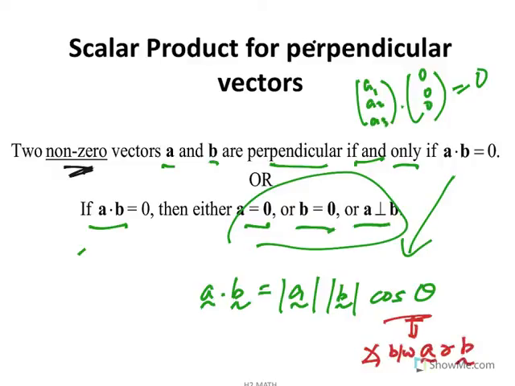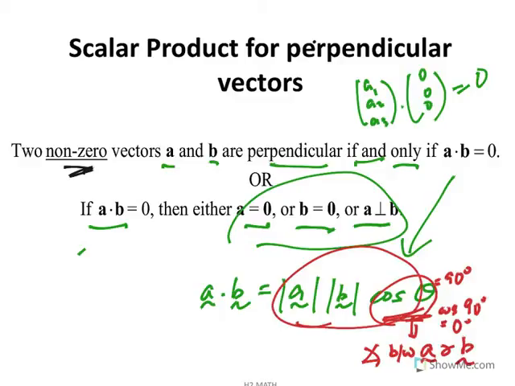So if A and B are perpendicular, what will be the angle between them? You're right, the angle between them has to be 90 degrees. This means that theta will be equal to 90 degrees. So what is cosine 90? Cosine 90 will just be equal to 0. So that's why it makes sense. If cosine 90 is equal to 0, this whole expression will be equal to 0. That's why if the two vectors are perpendicular, the angle between them is 90, and the answer will turn out to be 0.